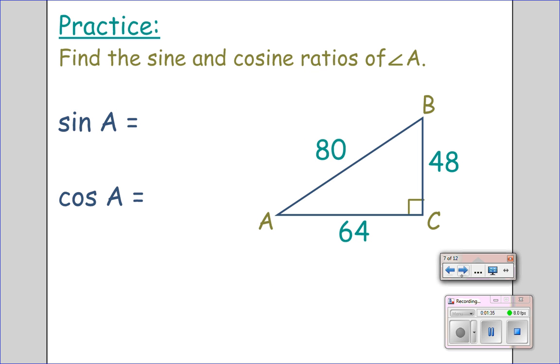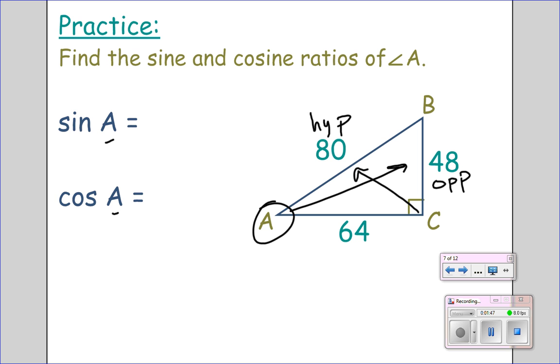All right, so let's start setting them up. It looks like A is my reference angle on both of these. So I'm going to circle A and label the triangle: hypotenuse, because it's across from the 90; opposite, because it's across from the angle; and then adjacent, because it's next to it. So sine of A equals 48, because that's opposite. If you think SOHCAHTOA, sine is O over H, so opposite, which is 48, over 80, which is the hypotenuse.